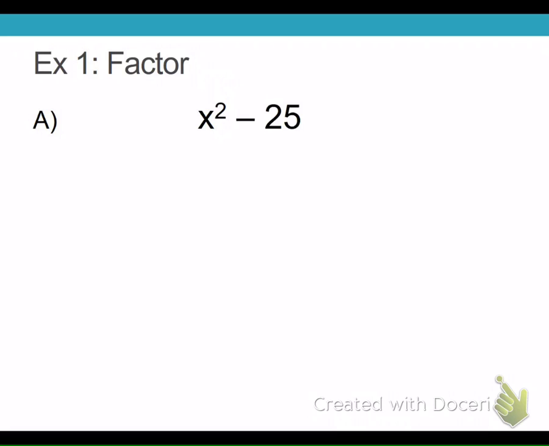All right, so what am I looking at here? Two perfect squares. Does it have a minus sign? Yeah, so this is a DOTS. Now, we need to figure out what times itself gives you x squared. X and x, right? What number times itself gives you 25? 5. So I can break this one down into x and x. I can break this one down into 5 and 5.